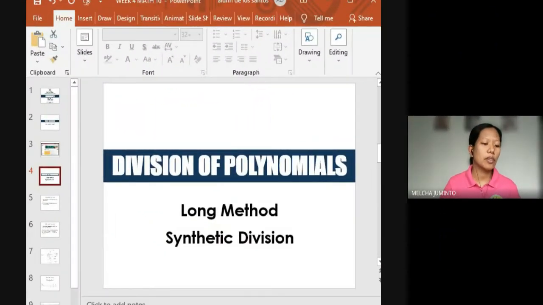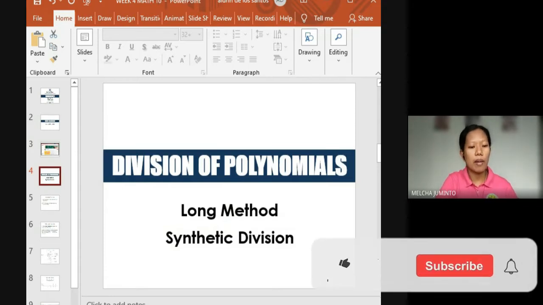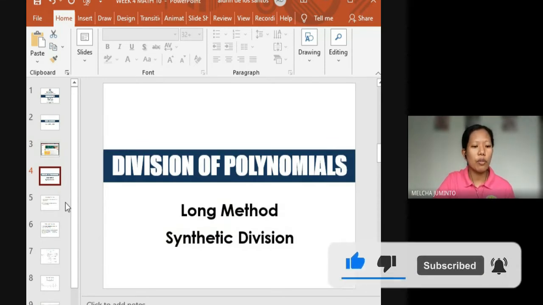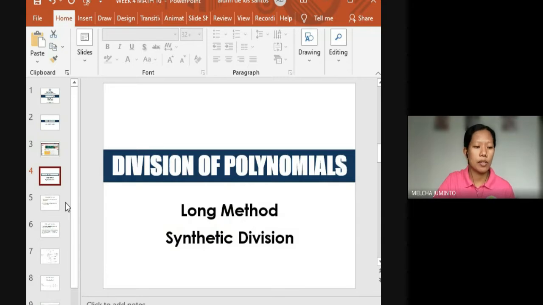Our topic is all about division of polynomials. There are two methods in dividing polynomials. Those two methods are the long method and synthetic division. So every problem will be solved using these two methods, long method and synthetic division.